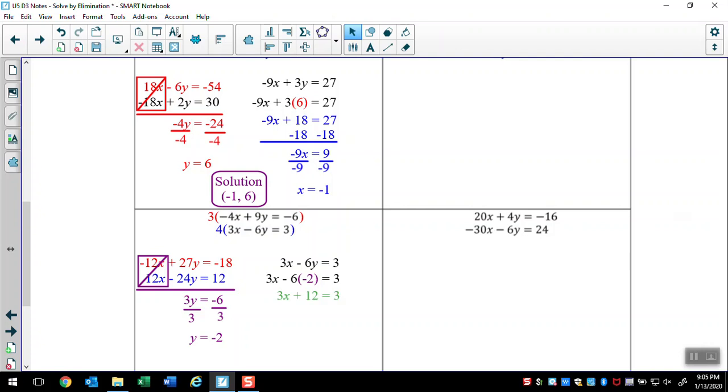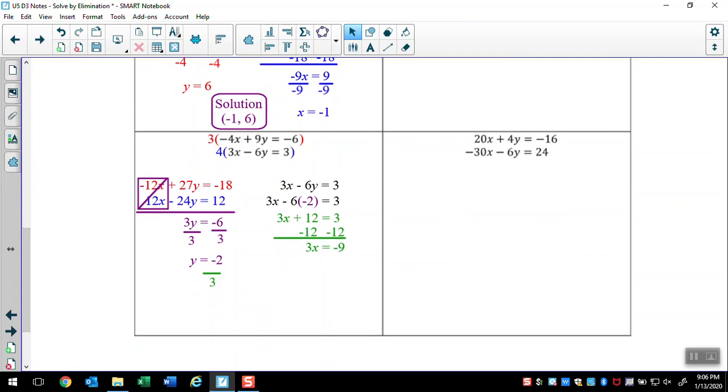Simplify this, so I end up with 3x plus 12 equals 3. Remember, that's technically a negative 6 times negative 2, which gives us the positive 12. Now I can subtract 12 from both sides. The 12s are additive inverses and will cancel out. We now have 3x is equal to negative 9. And now I can divide both sides by 3. And we get x is equal to negative 3.